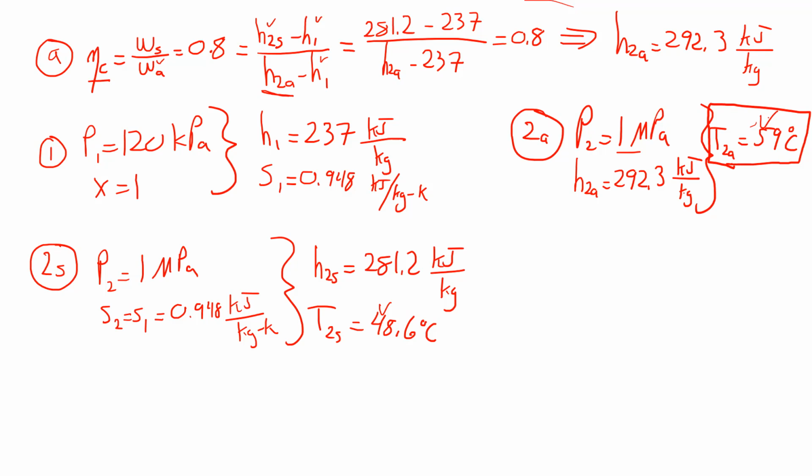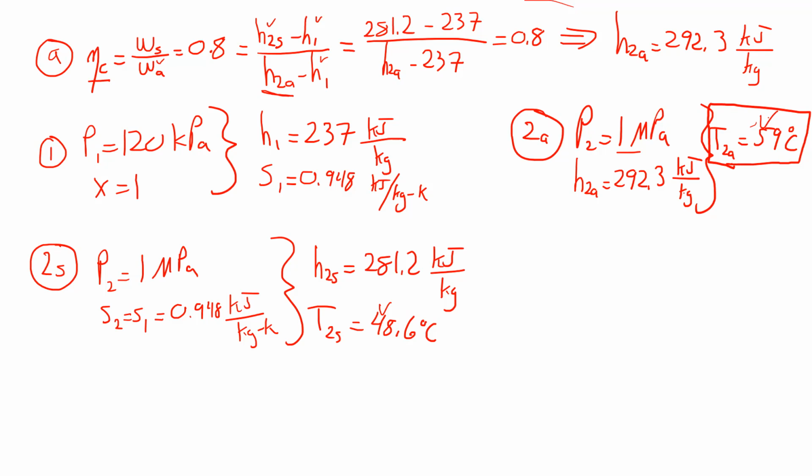Again, I'll say that again. The isentropic temperature coming out would be the temperature of the refrigerant coming out of the compressor when the compressor is operating in its most efficient way. Right, so I'm compressing refrigerant from 120 kilopascals to 1 megapascal in the most efficient way. The temperature coming out is 48.6.